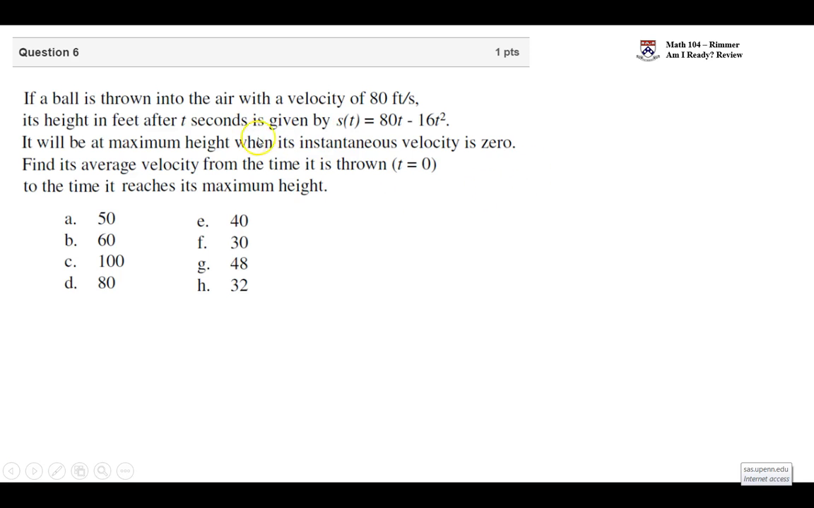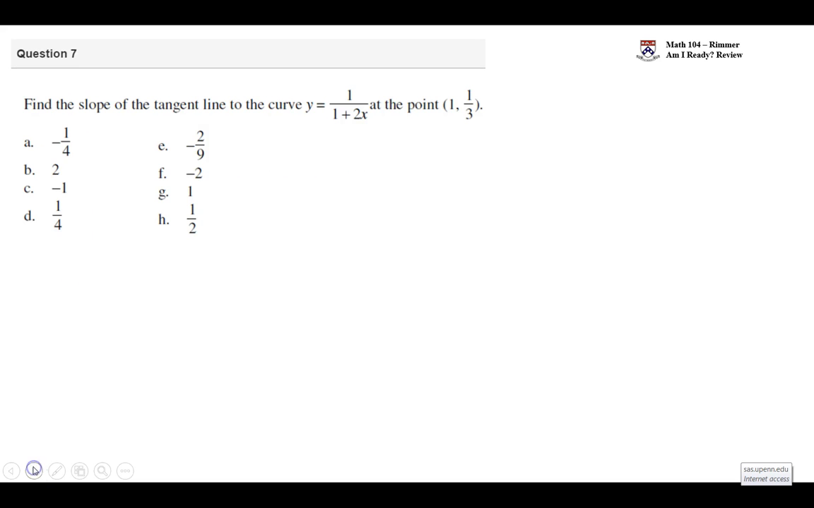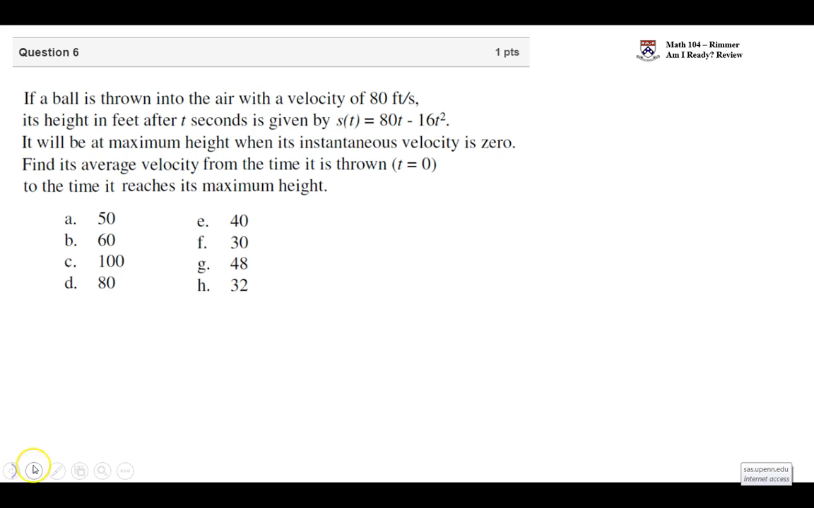Okay, this is part 2 to the series Am I Ready for Math 104, Calculus 2 at Penn, called Calculus 1 at Penn, but it's Calculus 2. And we are going to look at question number 6 here.